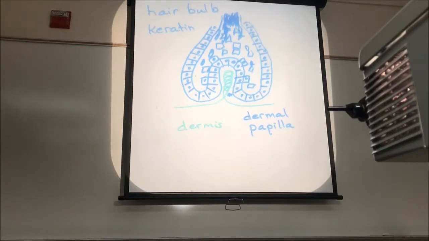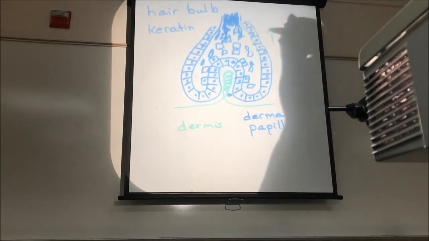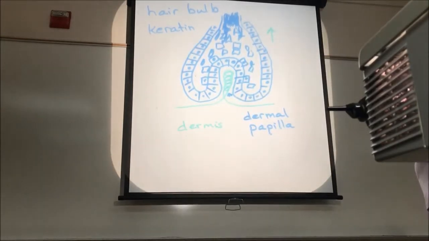So they're going to flatten, they're going to dry out, they're going to die, they're going to get compressed. They are now going to form the hair shaft, which is going to keep being added onto from below. So as new cells are added, the older cells, the shaft cells, are getting pushed up the length of the follicle.